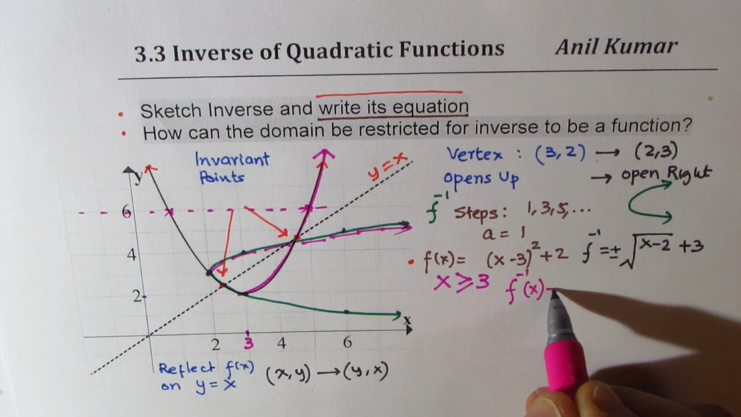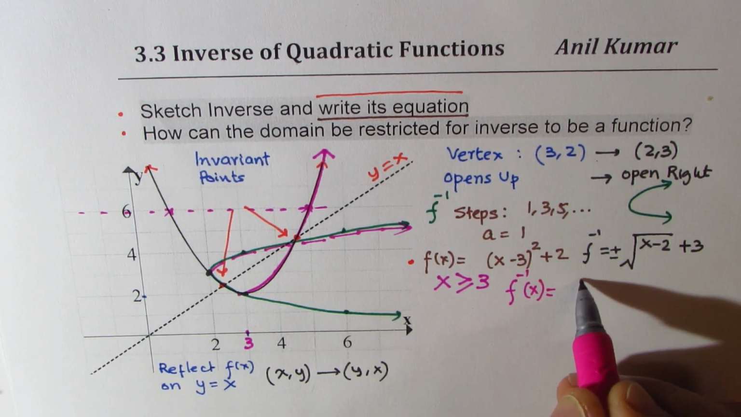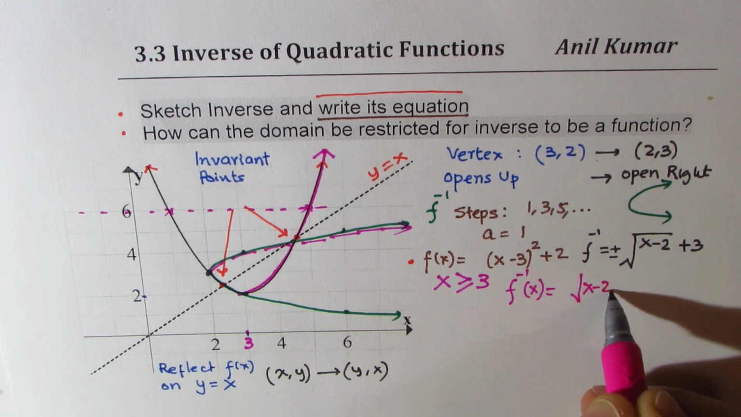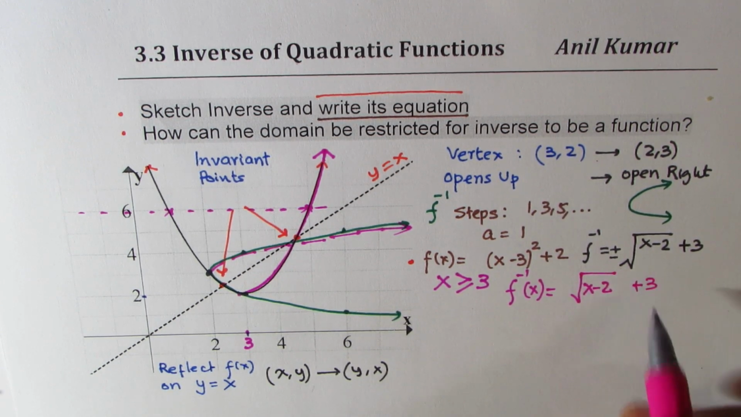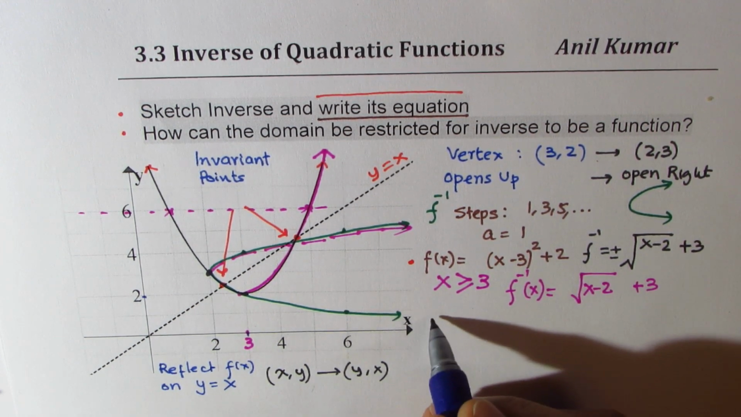So in that case, our inverse will be a function. So I'm writing x here now, whose equation will be positive square root of x minus 2, plus 3. Does it make sense to you? You could also restrict this domain to the left side.